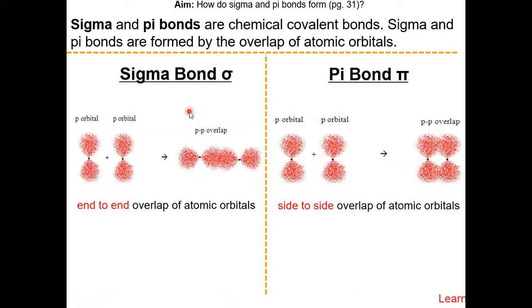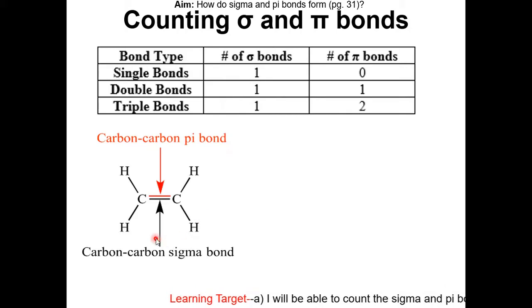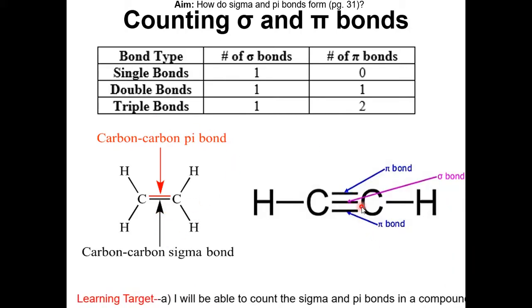This is a summary slide. Sigma bonds are formed from end-to-end overlap of atomic orbitals, while pi bonds are formed from side-to-side overlap of atomic orbitals. So how do we count the number of sigma bonds and pi bonds in a molecule? Single bonds only have 1 sigma bond. Double bonds have 1 sigma and 1 pi bond, as you can see in this diagram. Triple bonds have 1 sigma and 2 pi bonds, as you can see in this diagram.